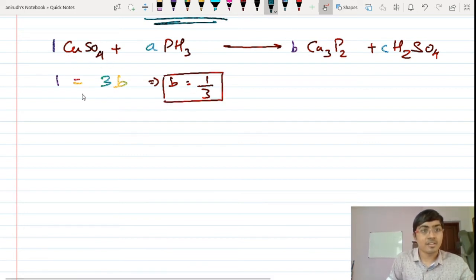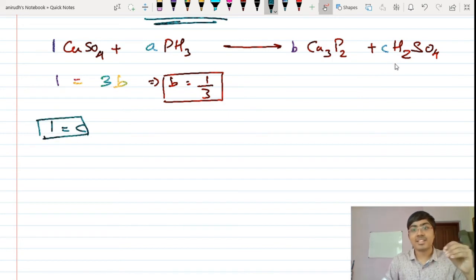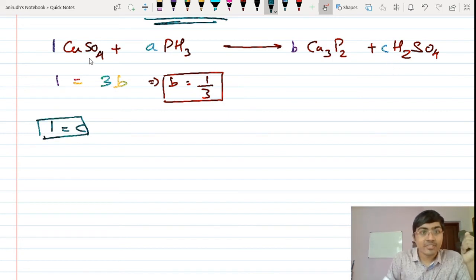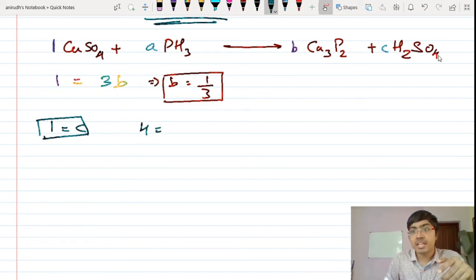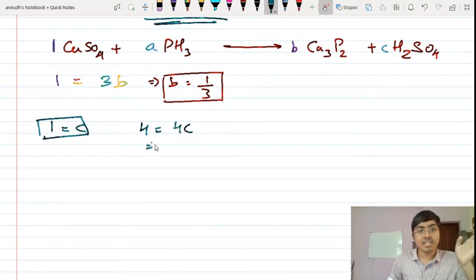Another atom is sulfur here. So there is 1 sulfur atom on the left hand side, but here I have C sulfur atoms. So that means I have got another one very directly, isn't it? Now what is left here? I have these oxygen atoms over here. So 4 oxygen atoms on the left hand side. So here I have again 4C oxygen atoms. Yeah, from this again I am getting C is equal to 1. Right, let it be there.